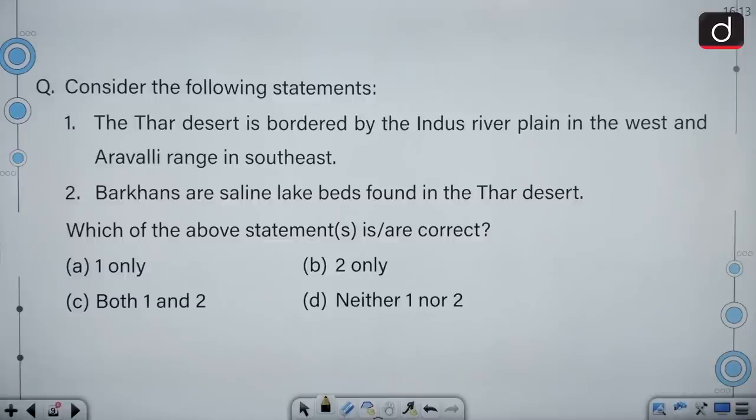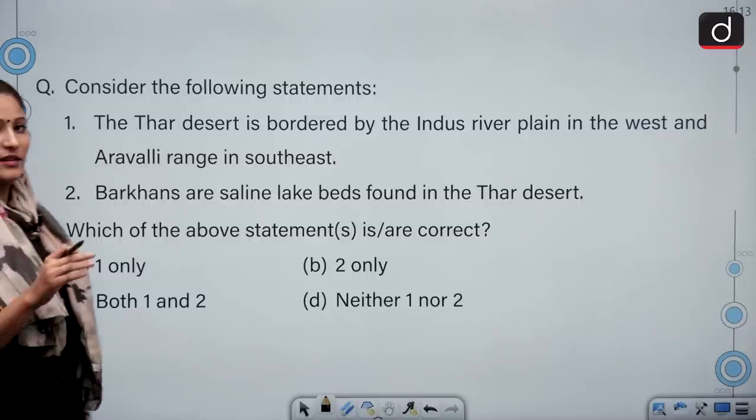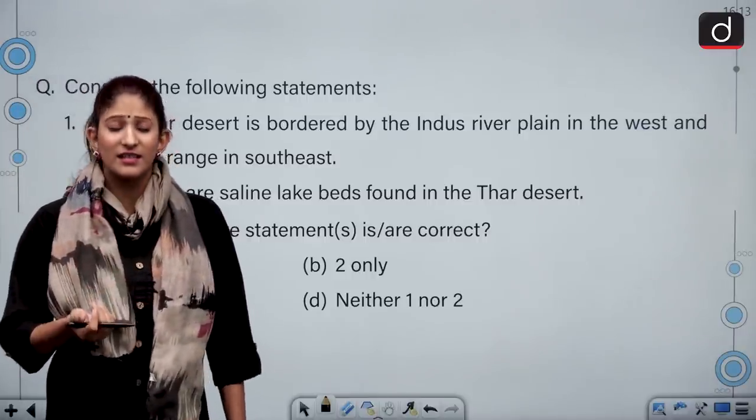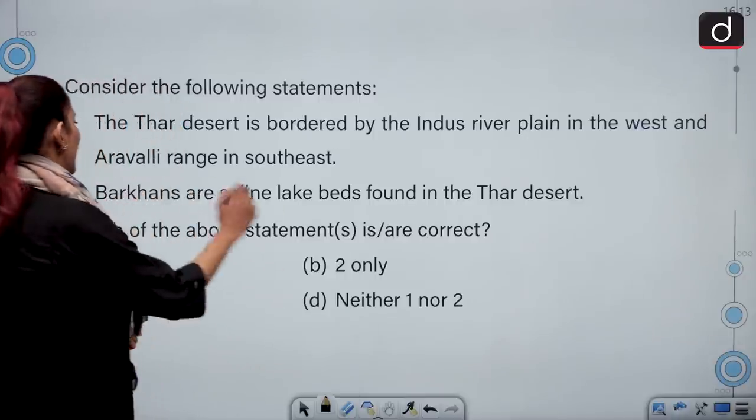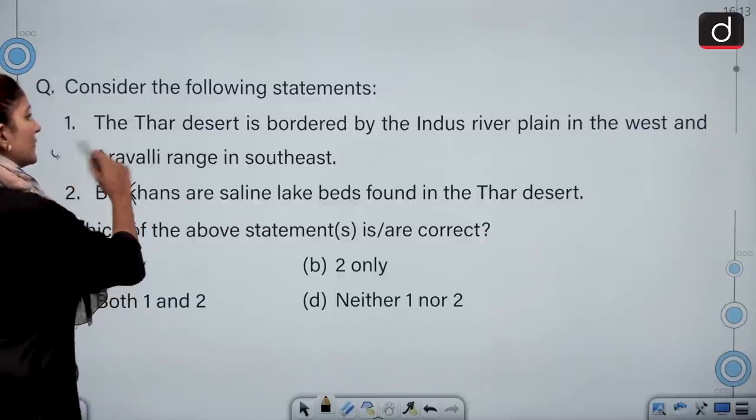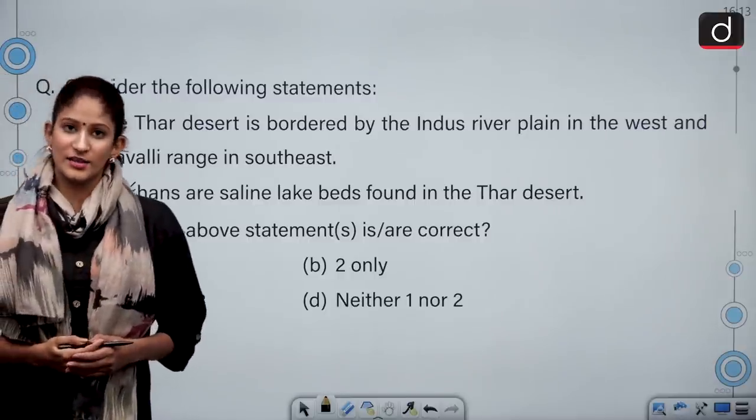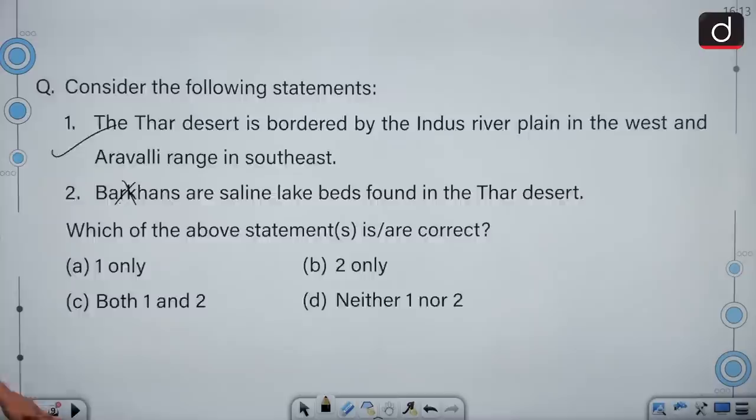Consider the following statements. The Thar desert is bordered by the Indus River plain in the west and Aravali range in southeast. Barkhans are saline lake beds that are found in the Thar desert. We have to select the correct statement. Now, Barkhans are not saline lakes. They are crescent shaped sand dunes. So the second statement is incorrect. The first is definitely correct. The correct answer to this question is option A, one only.